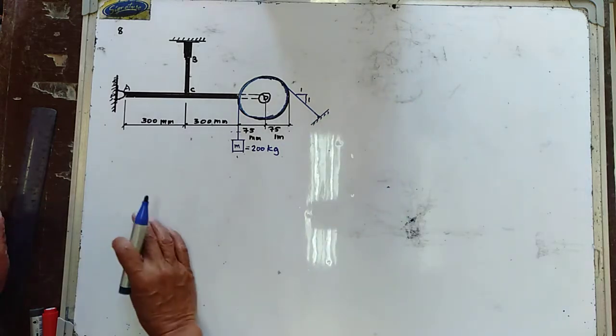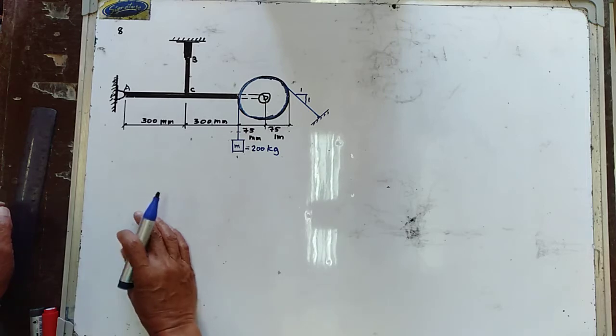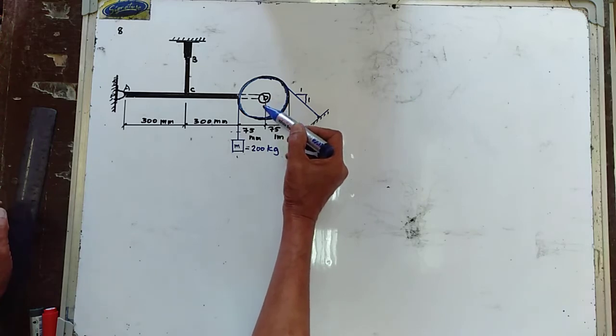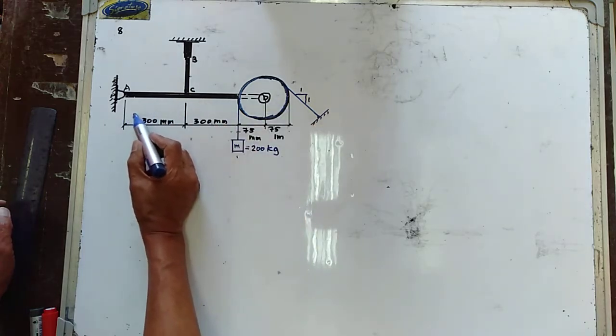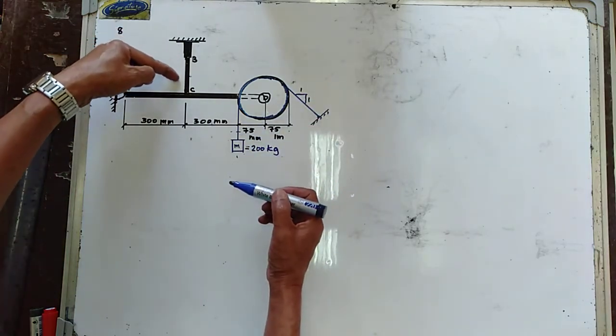Determine, letter A, the force exerted on the bar by the pin at point D, and the other one is the reaction at support A of the bar and the force exerted by link BC. So this is a link BC.